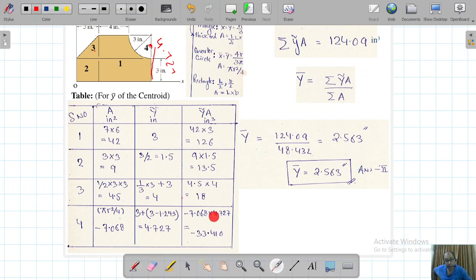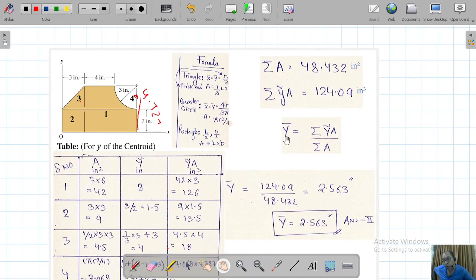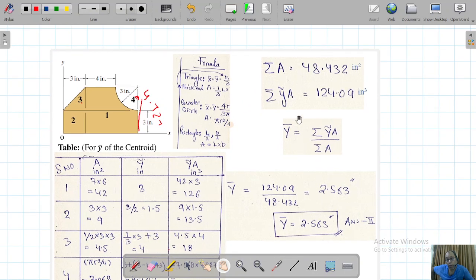You will be getting minus 33.410, and then again you will use the same formula, y bar equals summation of y tilde into A over summation of A. You have calculated all the y tilde into A, you add it and you will get 124.09. You add all the areas, the 3 positive areas, subtract this area, and you will get 48.432 square inches. You divide both these values, and you get the centroid as y bar equals 2.563 inches along the y axis.